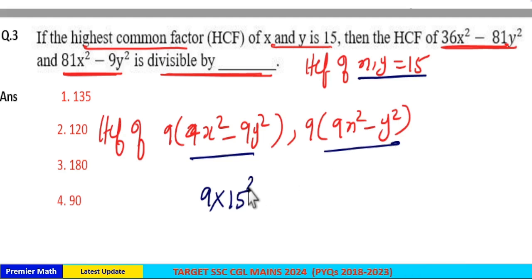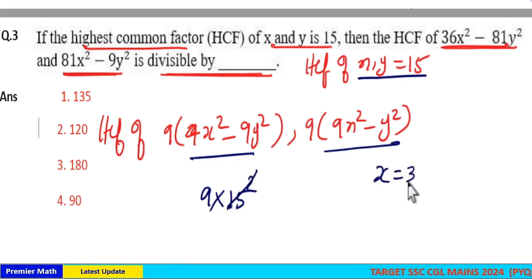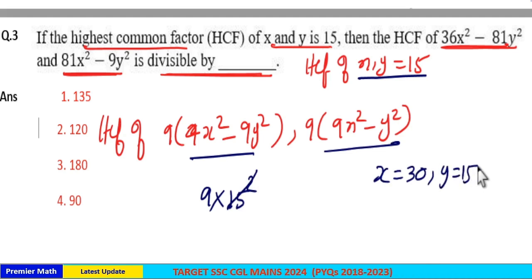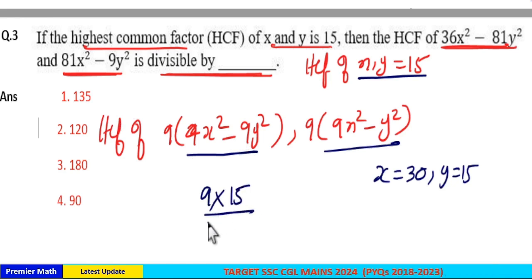You cannot take 15 square. This is wrong. Because for the value of x equal to 30 and y equal to 15, 4x square minus 9y square is not divisible by 15 square. So just because of x square and y square, you can't take 15 square. So just take 15 outside because there is minus between x square and y square. So 9 into 15 is the HCF, which is 135.